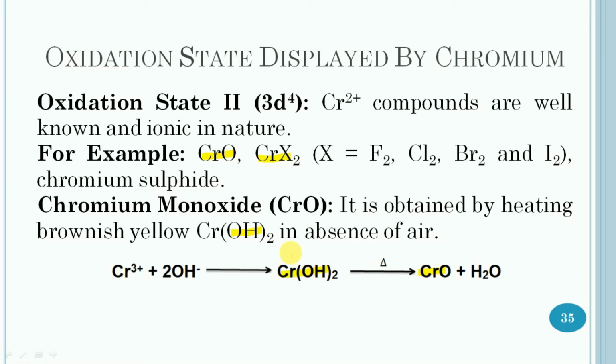It is a basic oxide and dissolves in mineral acid to form a blue solution of chromium tetra aqueous complex. The solutions are quite reducing and evolve hydrogen. So it is chromium monoxide.